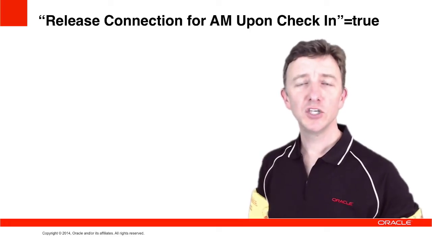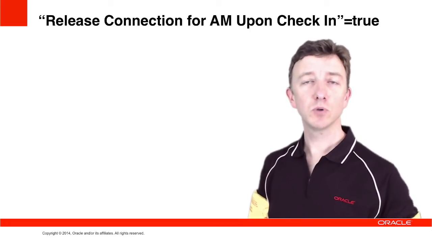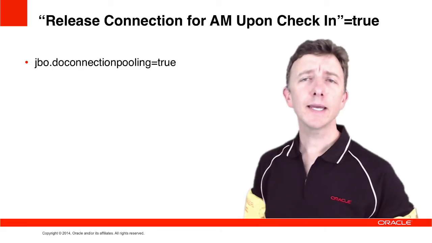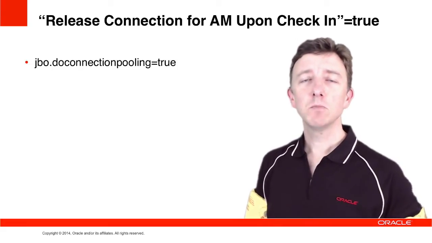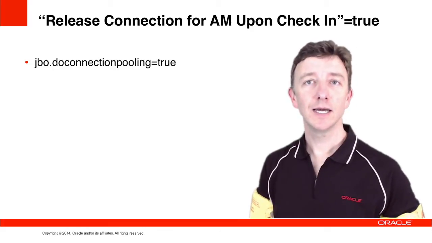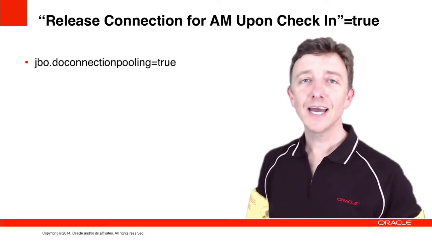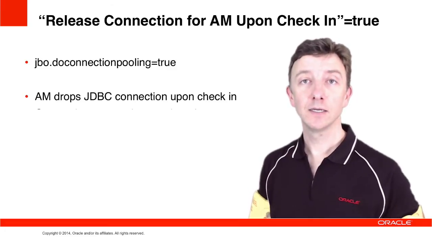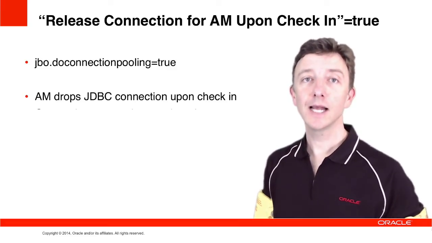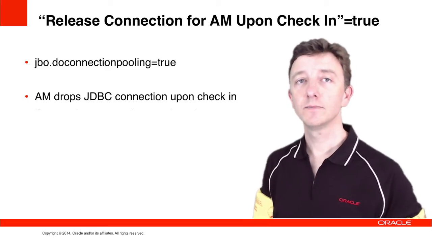If you instead change JBO.doConnection pooling to true, the application modules change their behaviour. Once an application module has finished its processing and is checked into the pool, the database connection associated with that application module will be released. Thus the name disconnect application module upon release.